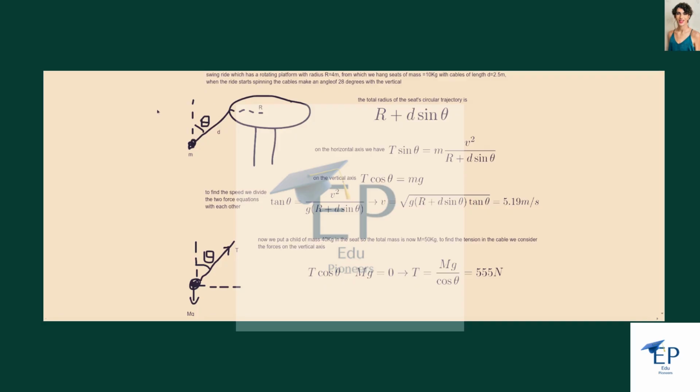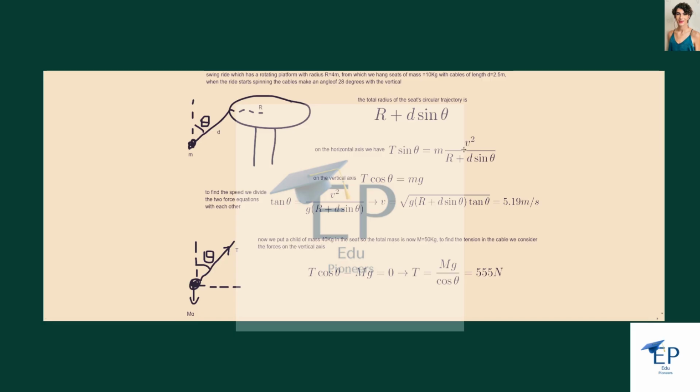We want to find the speed of the seat. In order to do that, we consider the forces on the mass on the horizontal axis and the vertical axis. On the horizontal axis, you have this equation, where T is the tension on the wire, and the horizontal component is just the centripetal force. And on the vertical axis, we have this equation: it's just the weight and the other component of the tension of the cable.